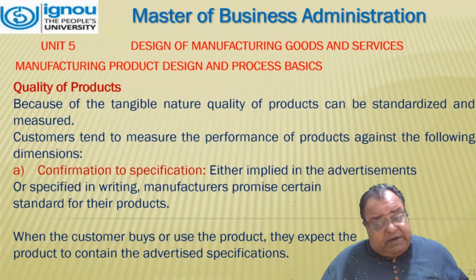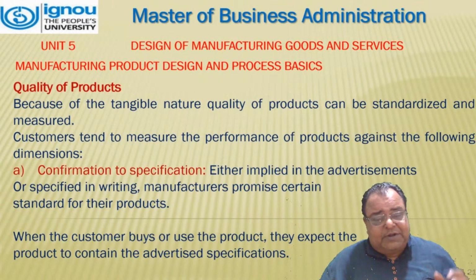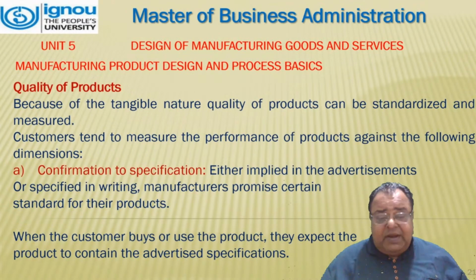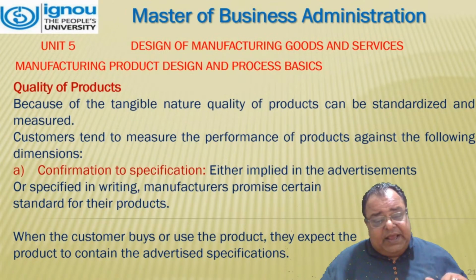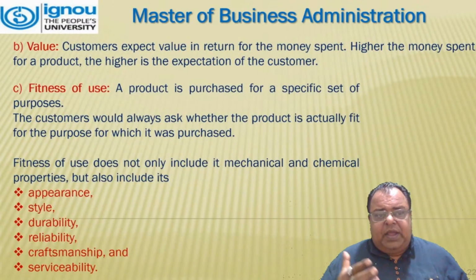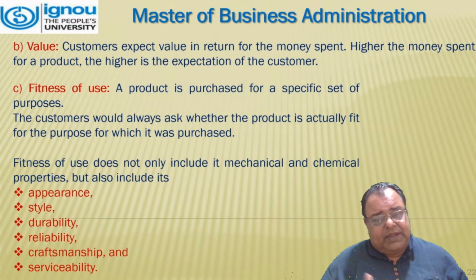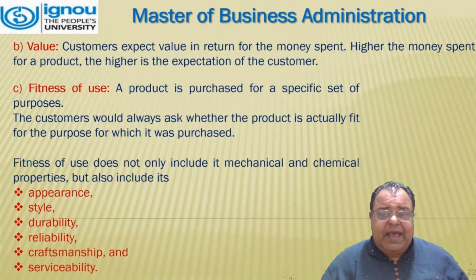either implied in the advertisements or specified in writing. Manufacturers promise certain standards of their products. When the customer buys or uses the product, they expect the product to contain the advertised specifications. Second one is value. Customers expect value in return for the money spent. The higher the money spent for a product, the higher is the expectation of the customer. That is the difference between using an Apple phone and using an MI phone.